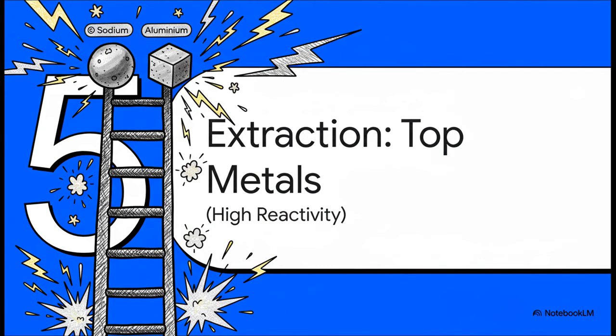Okay, so we've covered the bottom and the middle of our ladder. Now it's time to climb all the way to the top. Here we find the kings of reactivity, metals like sodium, potassium, and aluminum. These are the toughest ones to extract, and they need a much more powerful method.